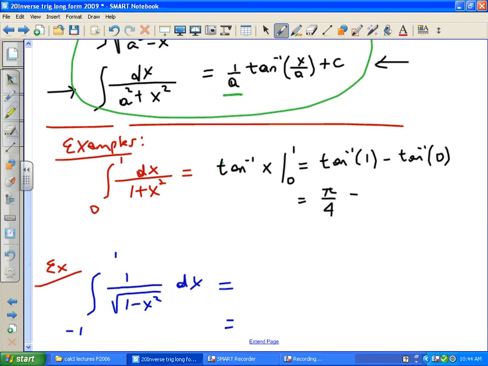Minus, what about tangent inverse of 0? Well, you may remember the tangent function looks something like this. At 0, tangent inverse of 0 is 0, basically. So the final answer will be pi over 4. What about the next one?